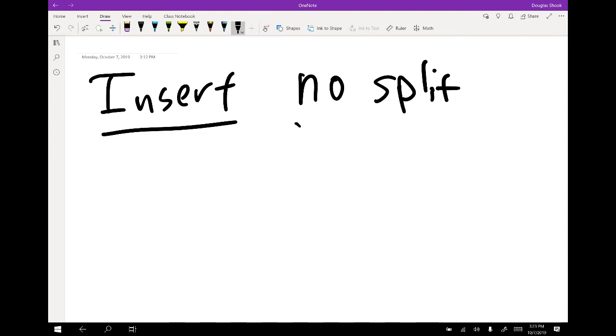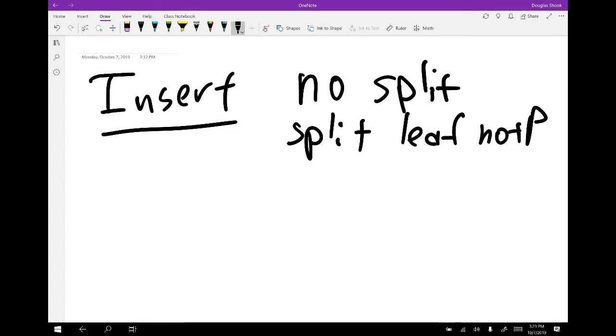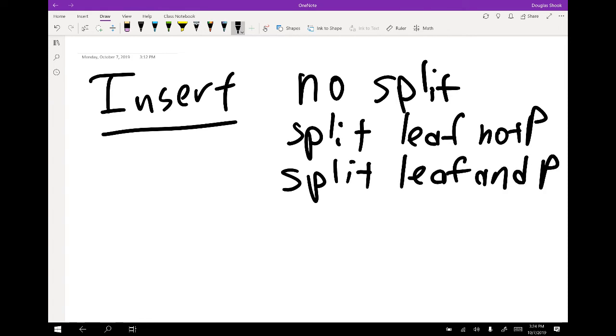So I can say split leaf, but not parent, right? Or I could say split leaf and I have to split a leaf node and I have to split a parent node, right? There's actually one more case to consider as well in this vein.